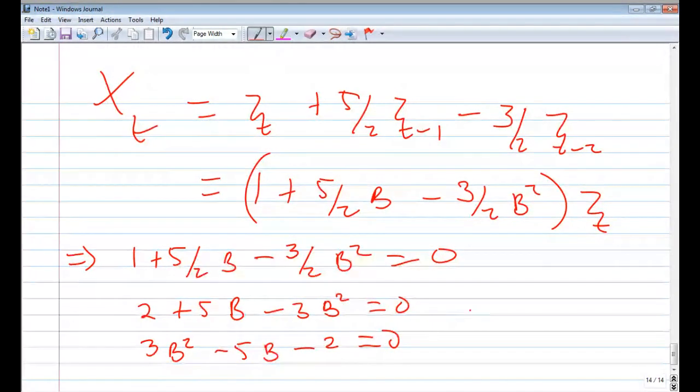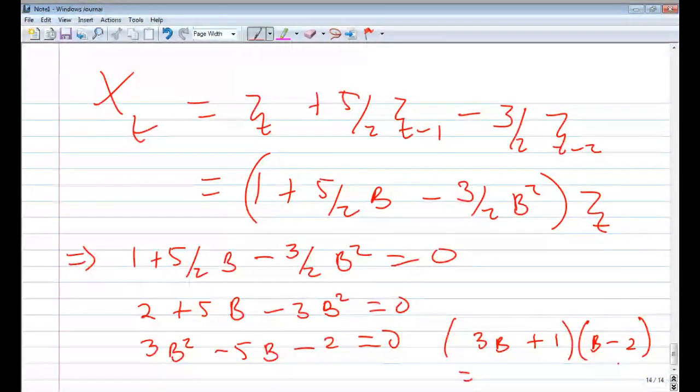Then from there I find the common factors. I find 3b plus 1 and then b minus 2. This is what I got. Again, if you take this one and this one, it is going to be b. This one and this one is going to be minus 6b. So then you get minus 5b. If you take the minus 2 and 1, it's going to give you minus 2. If you take 3b and b, it's going to give you 3b squared. So here now, my b is going to be minus 1/3. B equal to 2. You get how I got it?